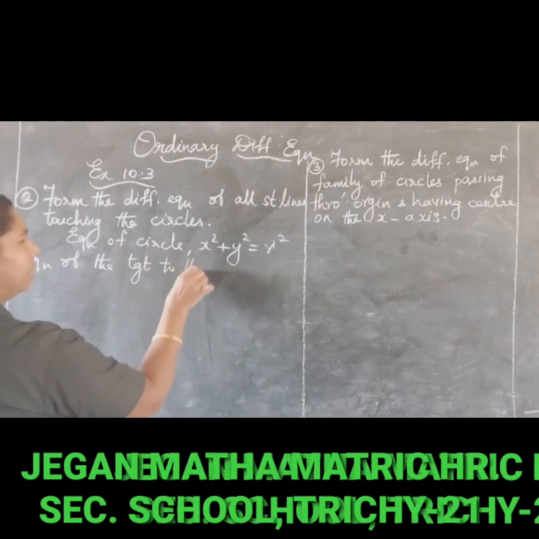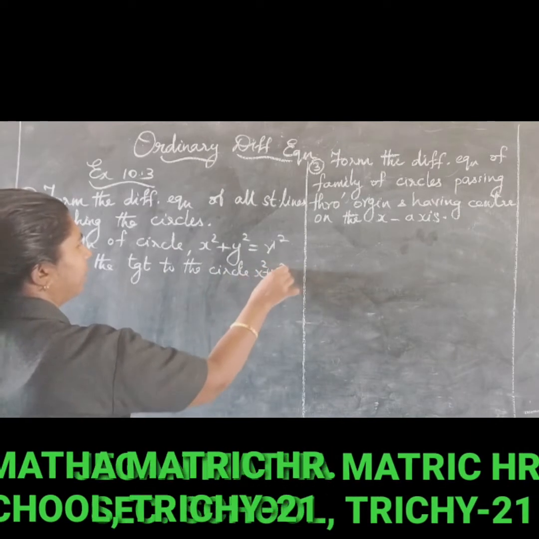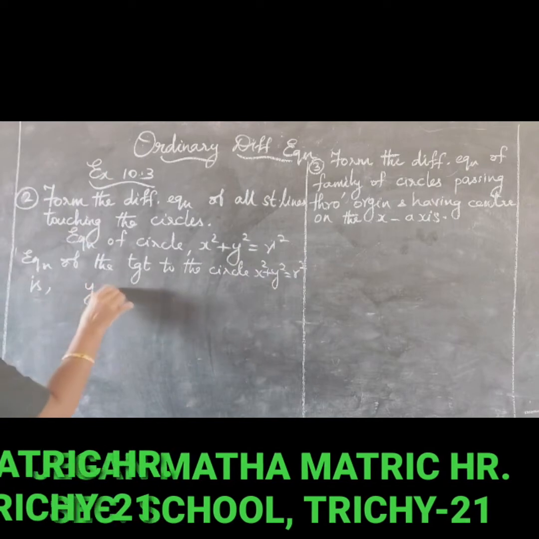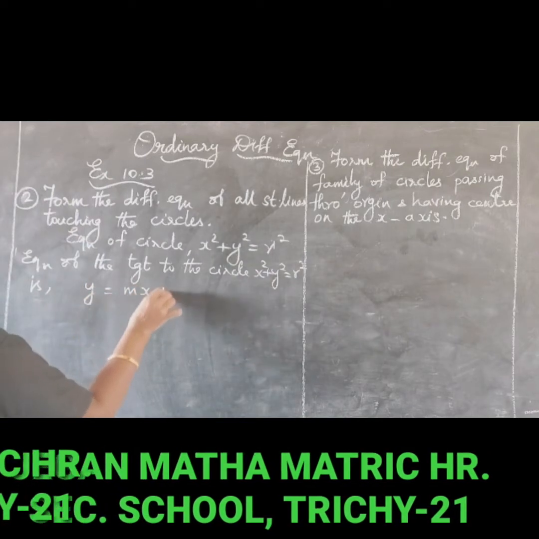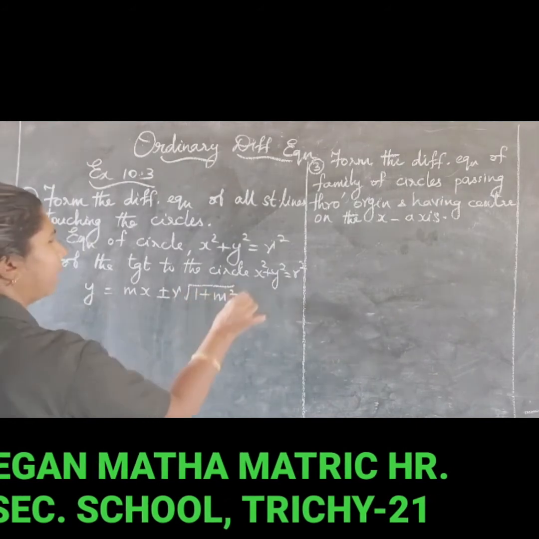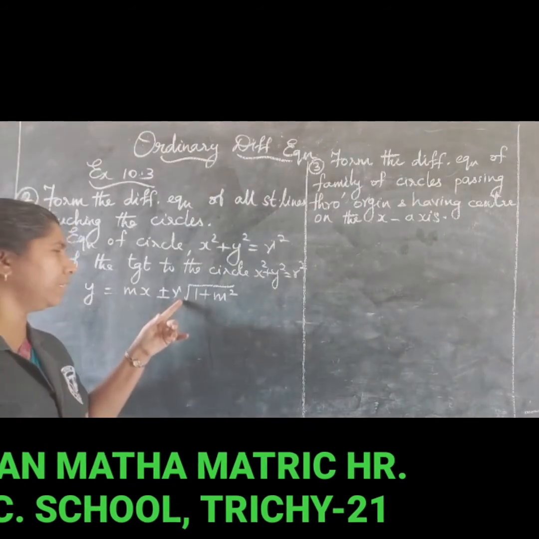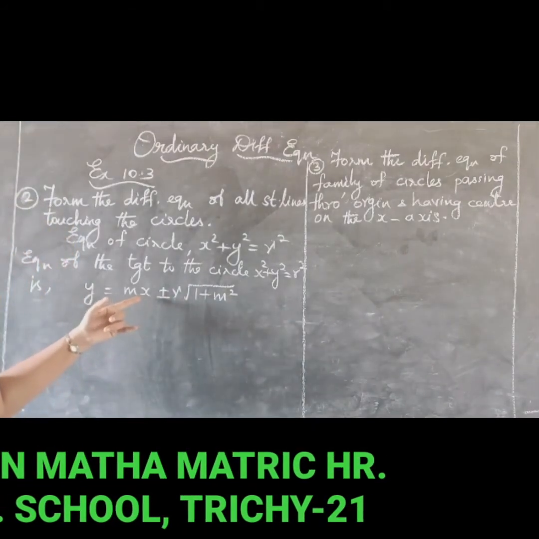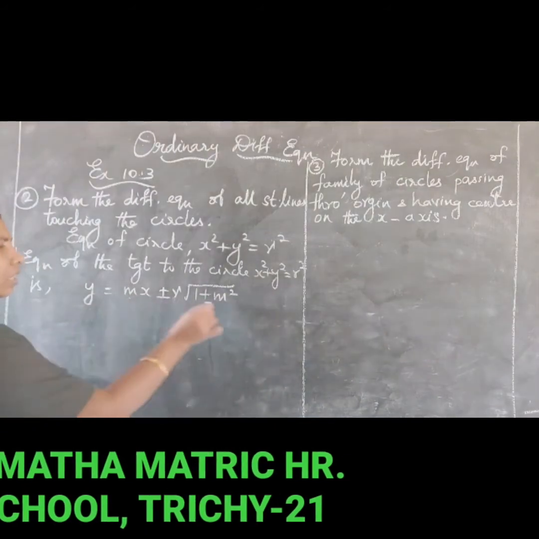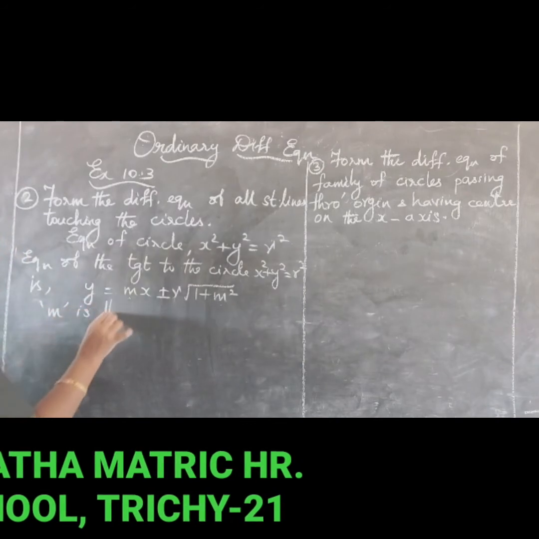The equation of the tangent to the circle x square plus y square is equal to r square is y is equal to mx plus or minus r into root of 1 plus m square. Here r is fixed, the radius is fixed, and x and y represent the axes. Here the arbitrary constant we have to consider is only m. Here m is the arbitrary constant.